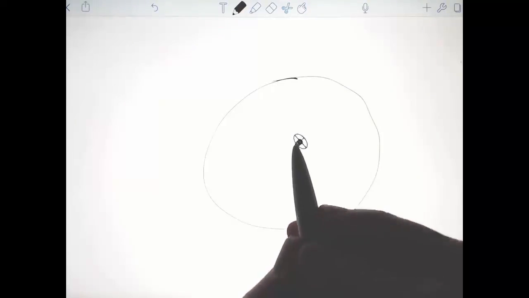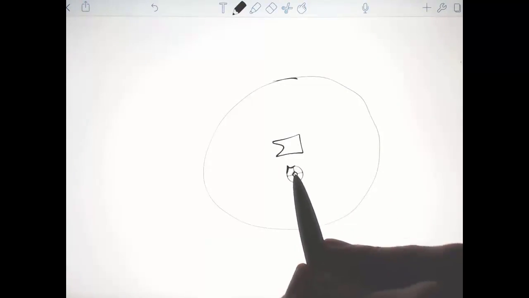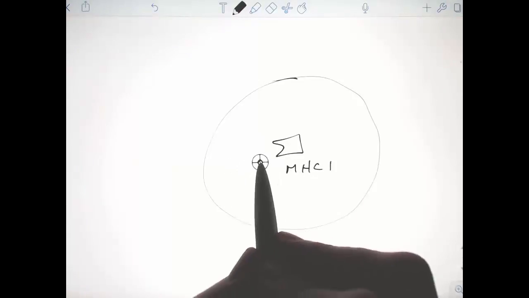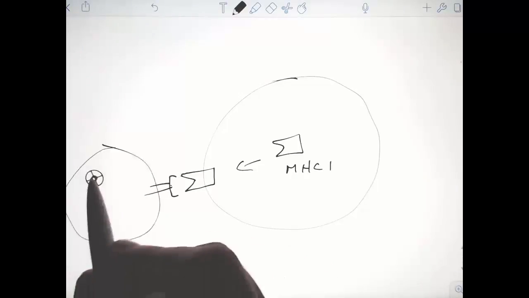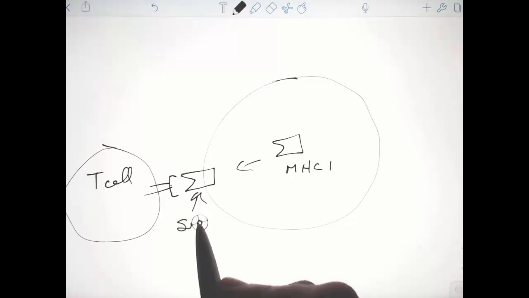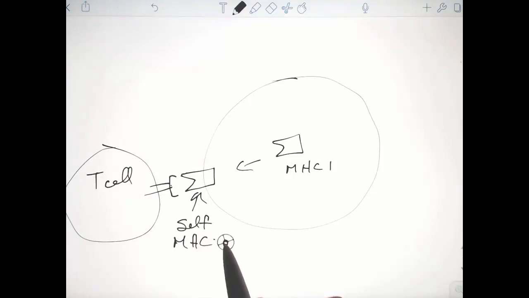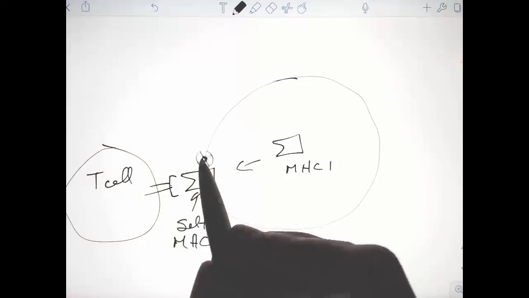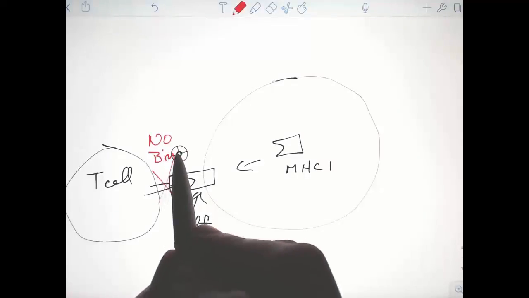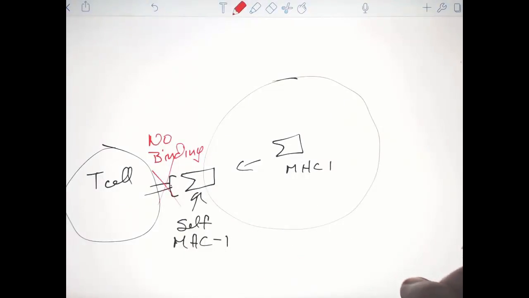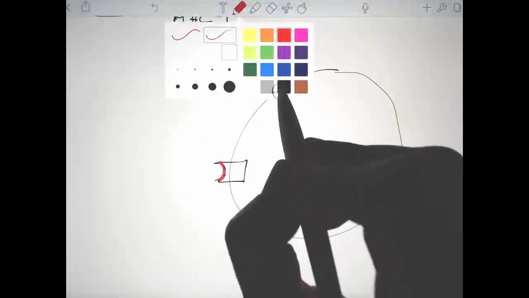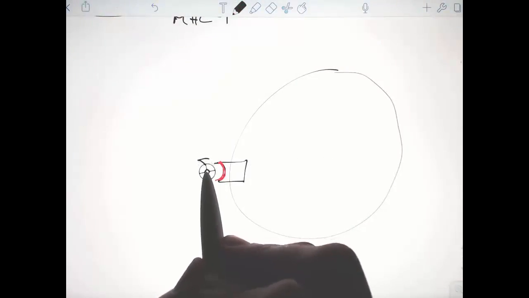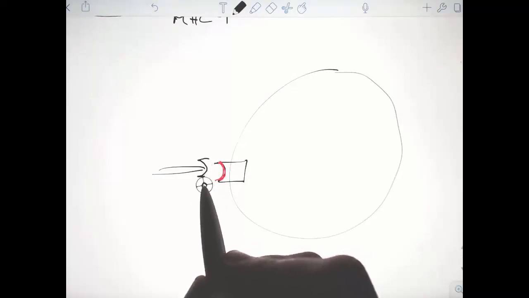So if we have a particular cell that has the normal MHC1 for that cell, when a T cell receptor matches that, if it's a self, it's the normal self MHC1, then no T cell will be able to bind. And so with self MHC class 1s, the T cells are not activated, nothing happens. But if there's a foreign MHC class 1, in that case, there may be a T cell receptor that can bind.